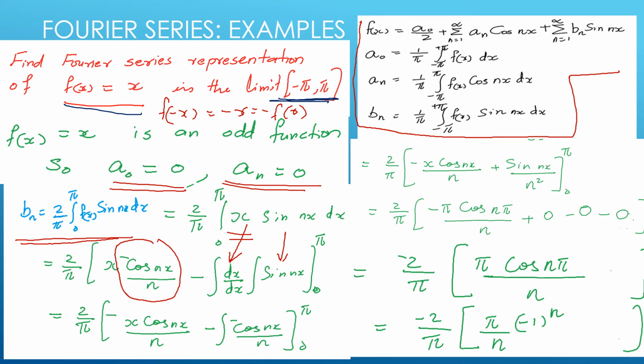Then substitute the limits. 2 by pi, first let us substitute the upper limit. What is it? Minus pi, so minus pi cos n pi by n plus, for the second term, substitute the upper limit: sin pi. Sin pi is 0. Sin 0 is 0, sin 180 is 0, sin 360 is 0. So in that way, sin n pi is 0. So that is why this term is 0.